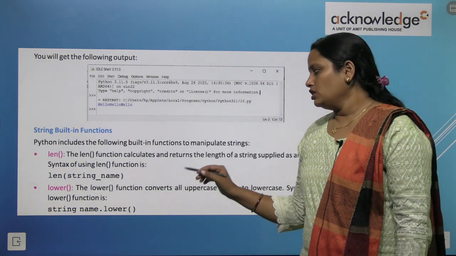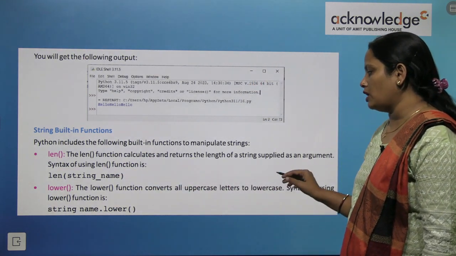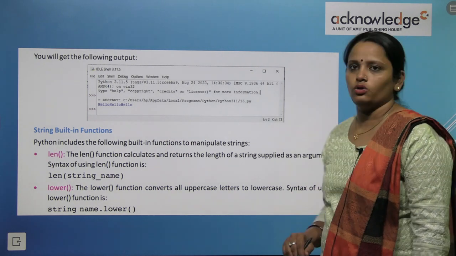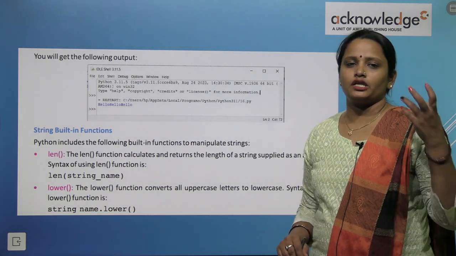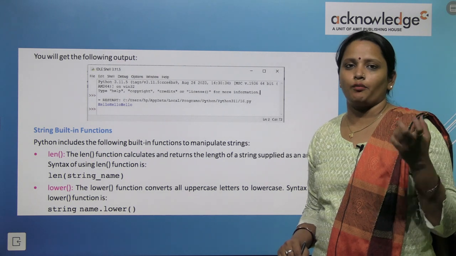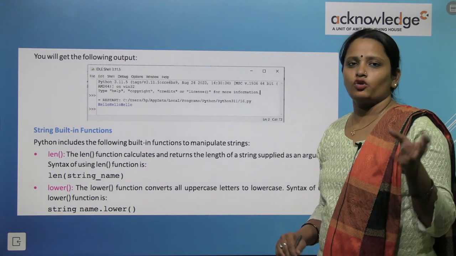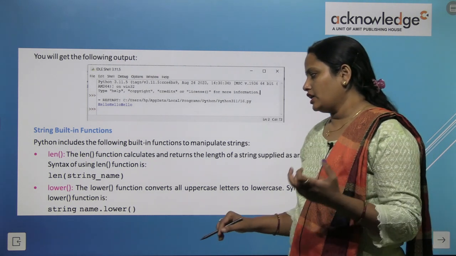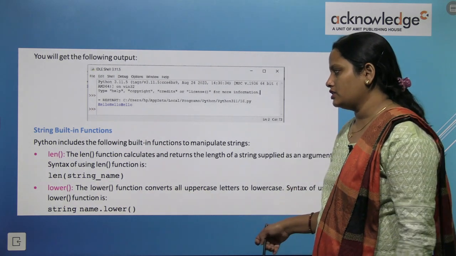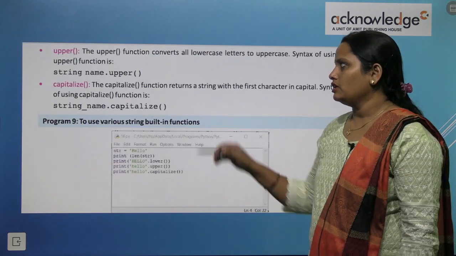Next is lower. The lower function converts all uppercase letters to lower. So lower क्या करता है? upper case के जितने भी letter हैं, capital A, capital B, capital C, इन सबको small case में convert कर देता है. Here is the syntax given.